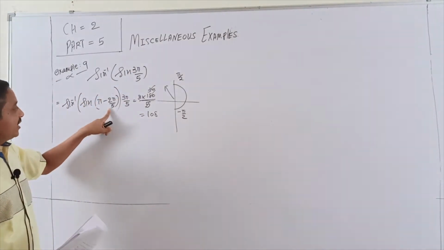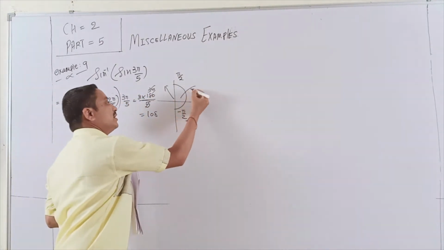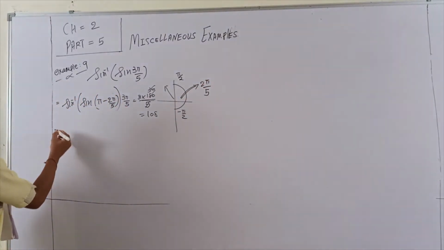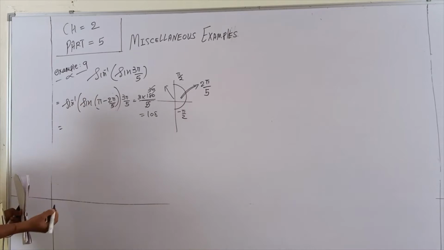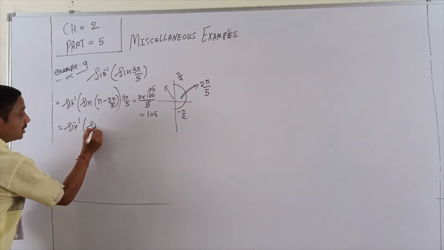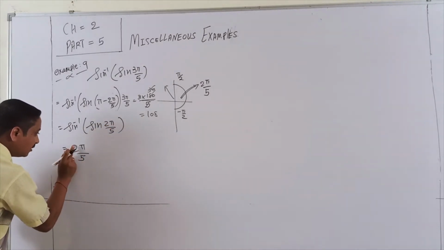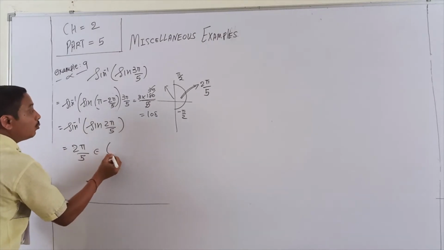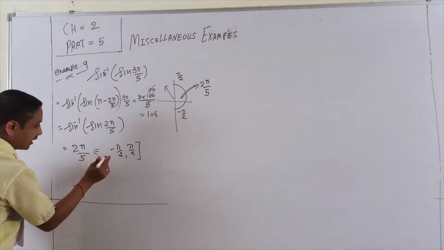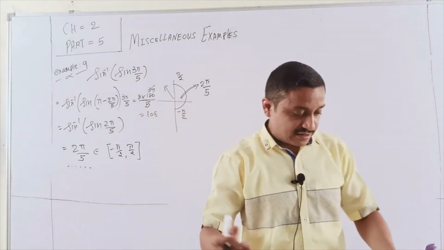Now check how many degrees 2 pi by 5 is. 36 into 2 means 72. Here my answer 2 pi by 5 belongs to the range. So finally I have converted this value into the range for sine inverse sine 2 pi by 5. And my answer, 2 pi by 5, belongs to my range minus 90 to 90. Sorry, not an open bracket students, it is the closed bracket. And that's my final answer.